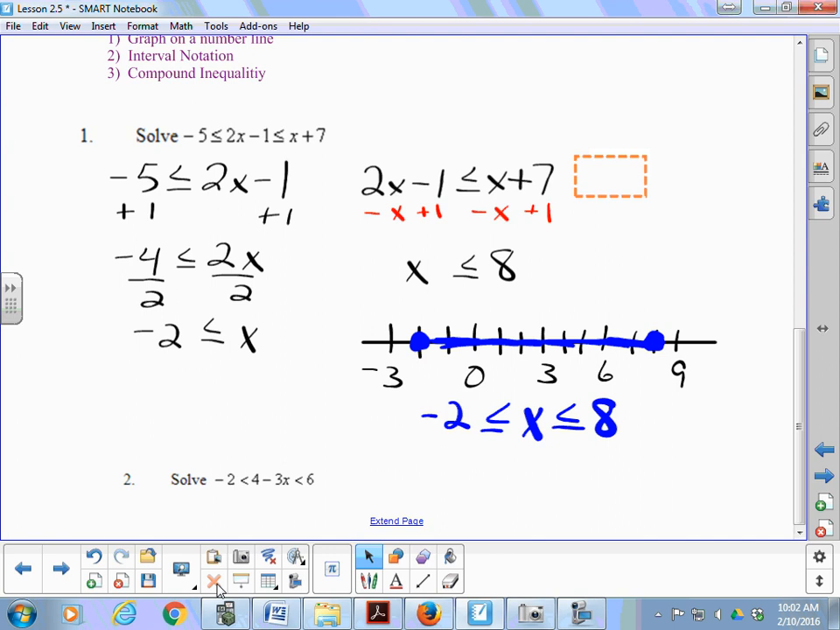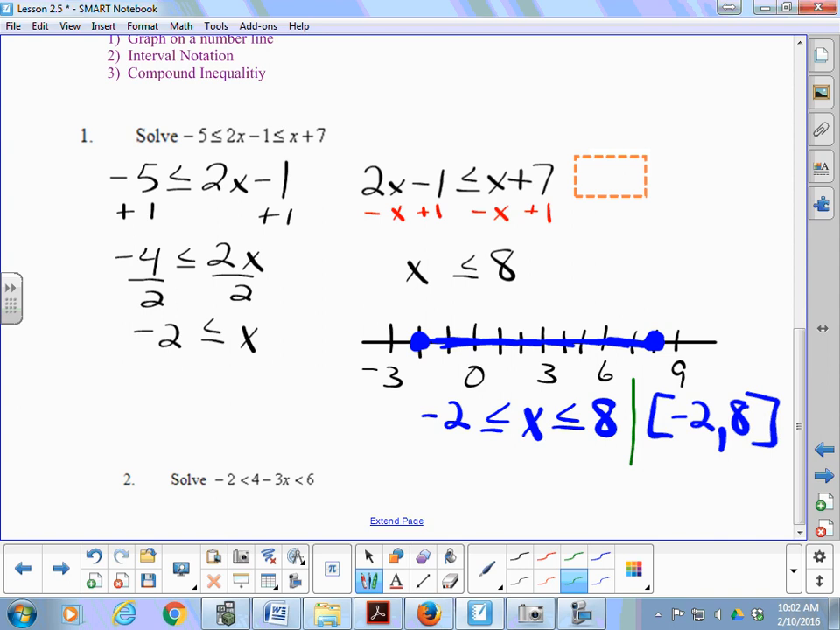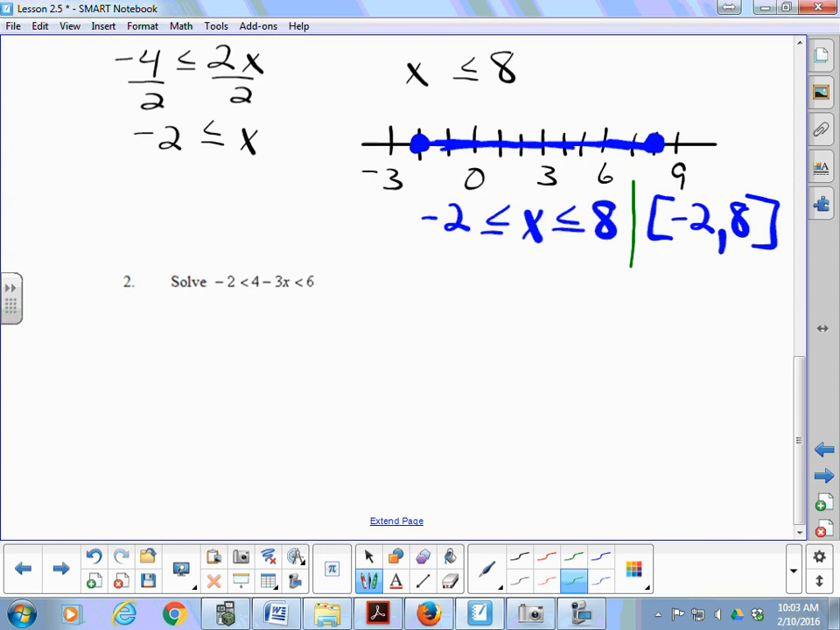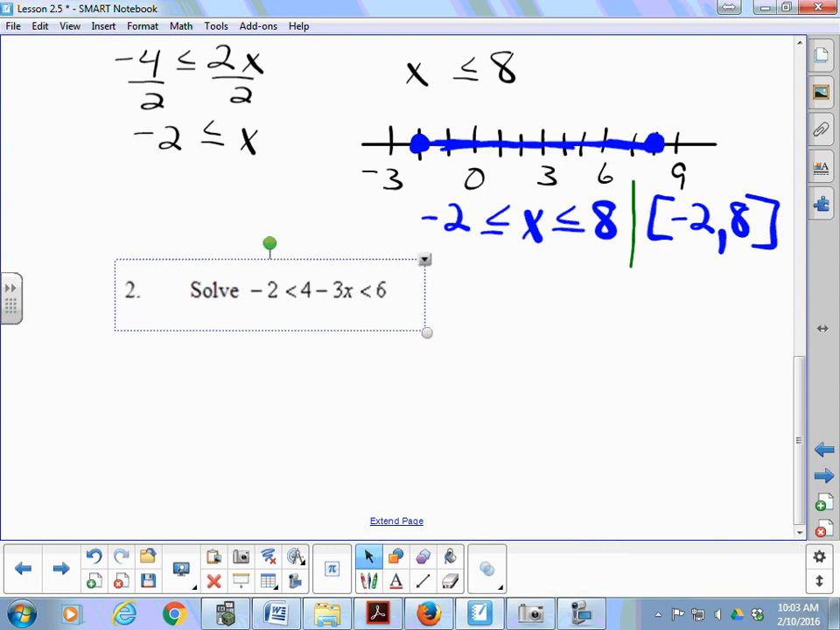And then do I use brackets or parentheses? Brackets. So bracket, negative 2, comma, 8, bracket. And there's the three different answers. All right. Number line, compound inequality, and interval notation. All right. So you do number 2.